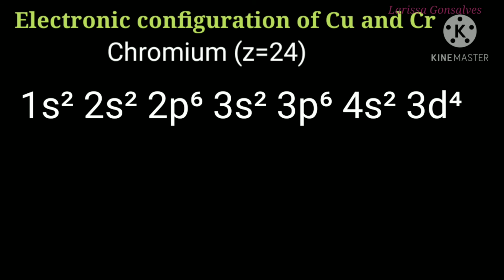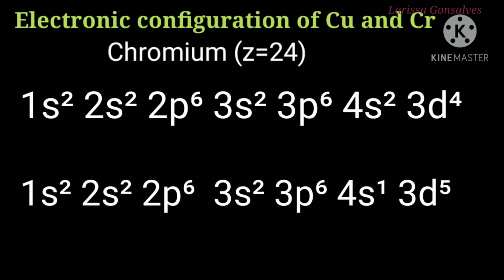Now if we transfer one electron from s to d, then s will be half filled with 4s1 electron and 3d will be half filled with 3d5 electrons, and hence it is going to attain stability. So the new electronic configuration will be 1s2, 2s2, 2p6, 3s2, 3p6, 4s1, 3d5. I have already told you, when the shells are half filled or completely filled, they are more stable.